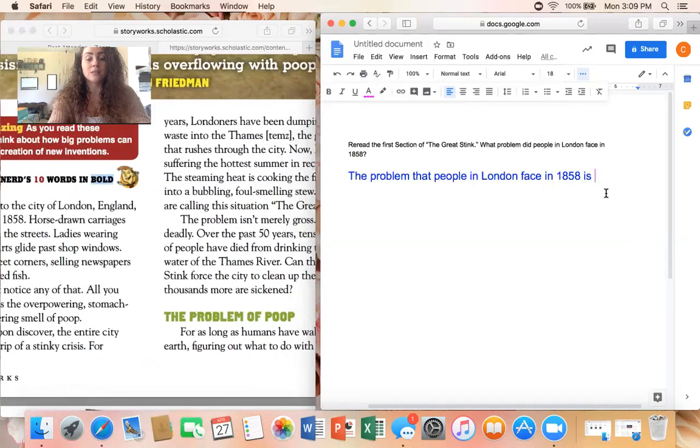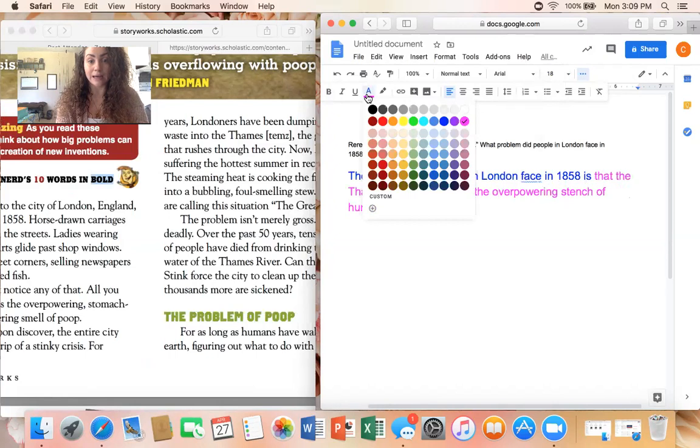So is that the Thames River is filled with the overpowering stench of human waste. There we go. All right, so that is my answer.